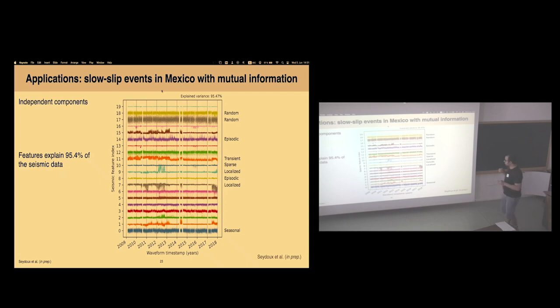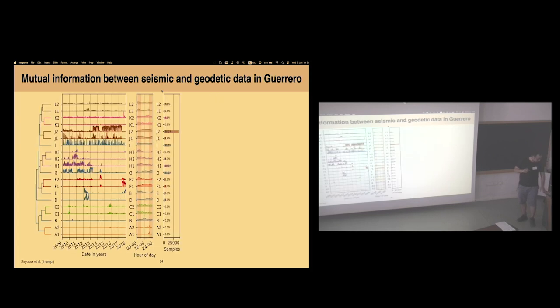And you can see some patterns in these features. For example, here there is a seasonal pattern, and in this one we have a localized pattern, and this one is transient, you can see, and this one is episodic. So a lot. And if we apply hierarchical clustering on these features, we can cluster the data, and here is the clustering.